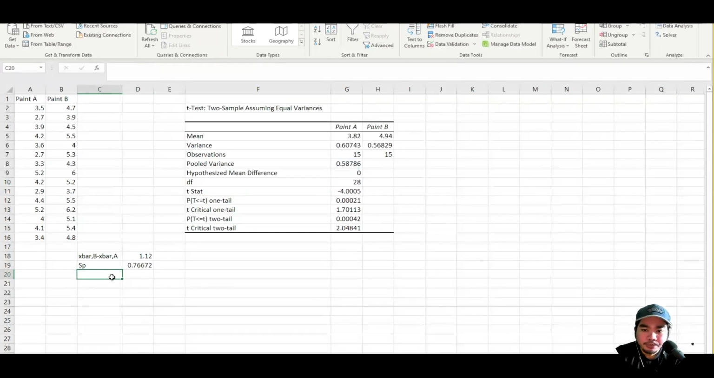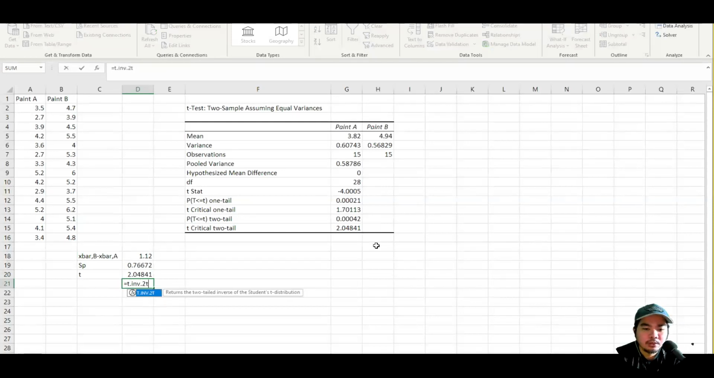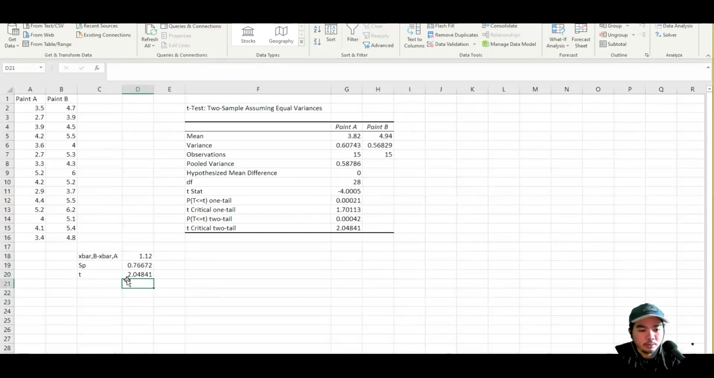Tapos we already have our T critical for two-tailed test. So pwedeng T is equal to this value. Okay? And just to be sure, no? Pwede tayo T.INV.2T ng 0.05. Tapos degrees of freedom natin is 30 minus 2. Tama? Kasi 15 plus 15 minus 2. And it's the same, no? Okay? So, that's T. Ano kailangan pa natin?